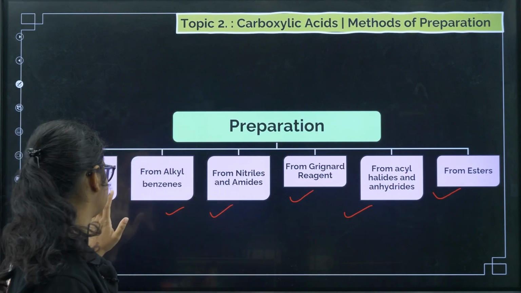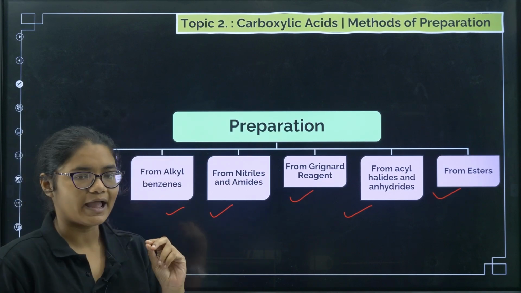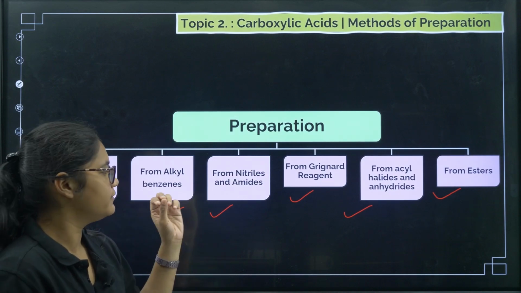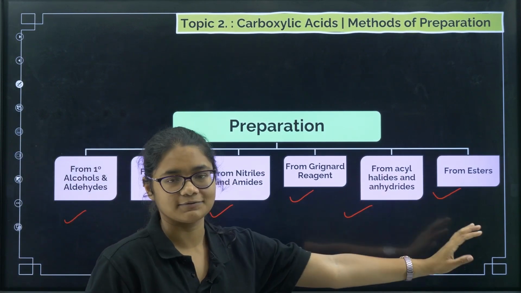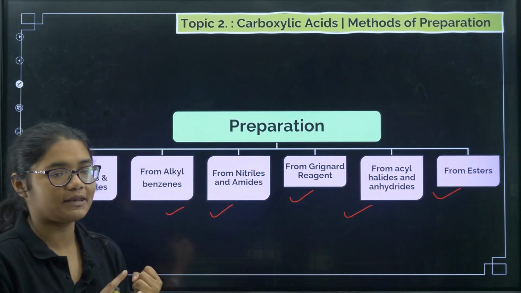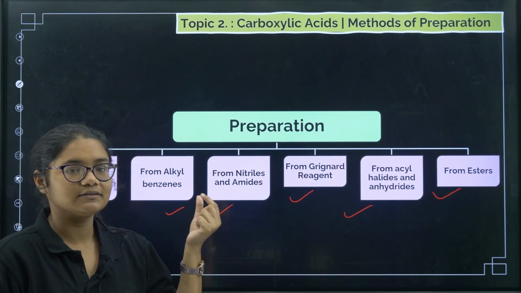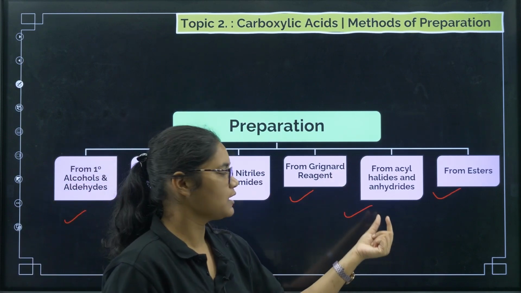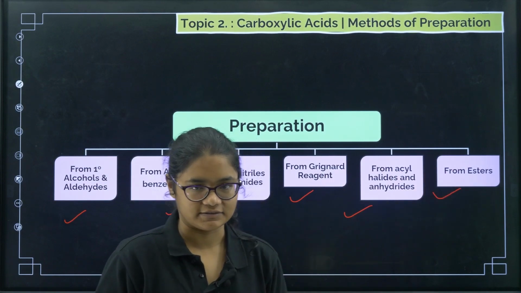The first one is from primary alcohols or aldehydes, second from alkyl benzenes, third from nitriles and amides, fourth from Grignard reagent, fifth from acyl halides and anhydrides, and the last one is from esters. Once again: first is from primary alcohols and aldehydes, second from alkyl benzenes, third from nitriles and amides, fourth using Grignard reagent, fifth from acyl halides or anhydrides, and the last from esters.